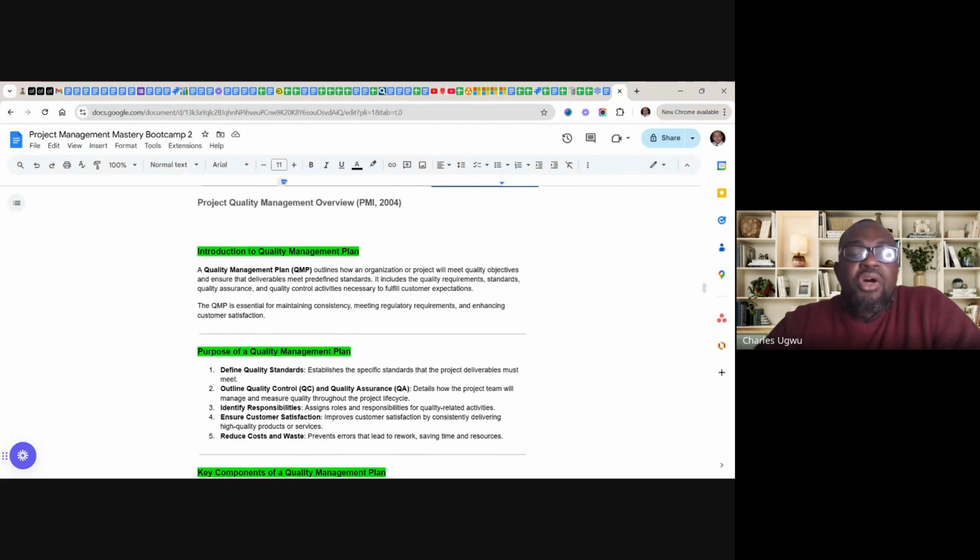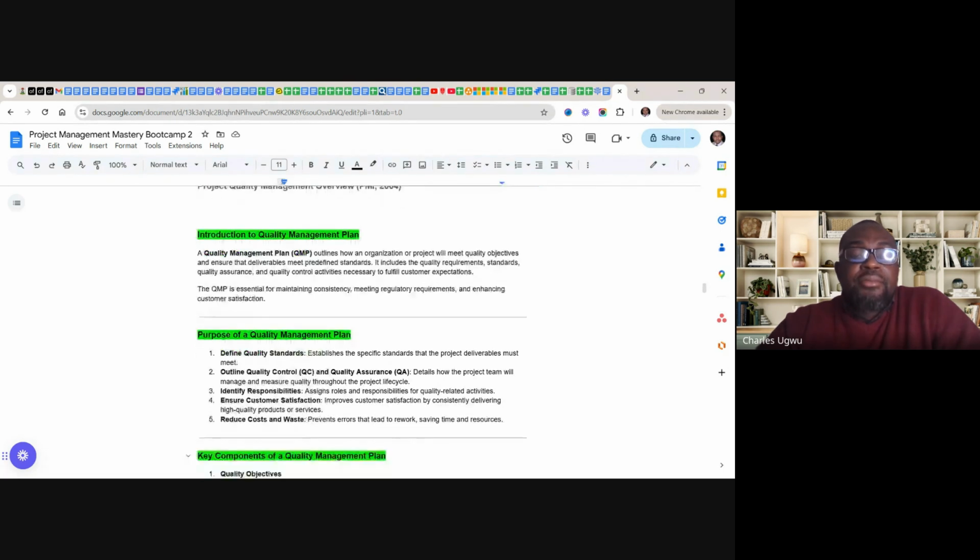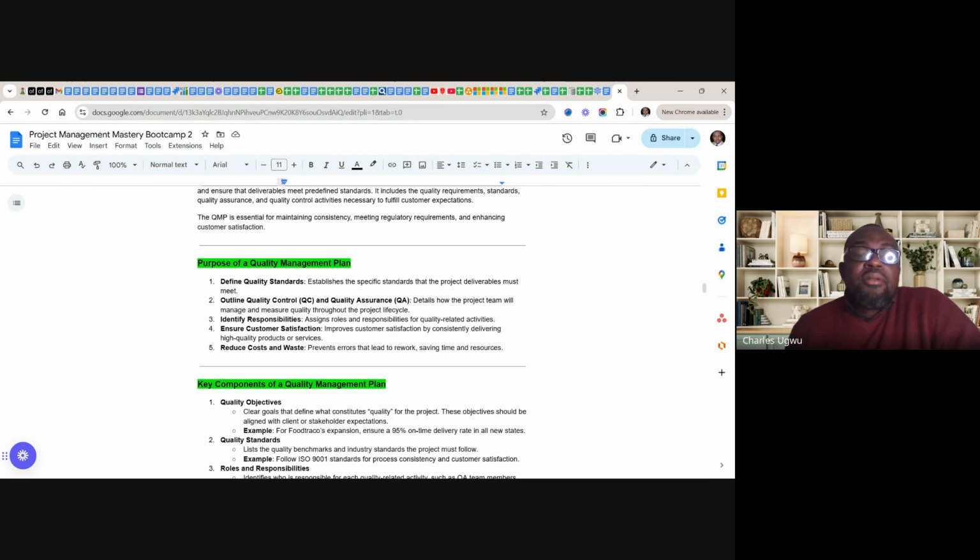So what's the purpose of this quality management plan? Number one, define quality standard. Establish the specific standards that the project deliverables must meet. As a project manager, you must have this standard. Every deliverable, you must check based on the identified or stated standard or stated acceptance criteria.